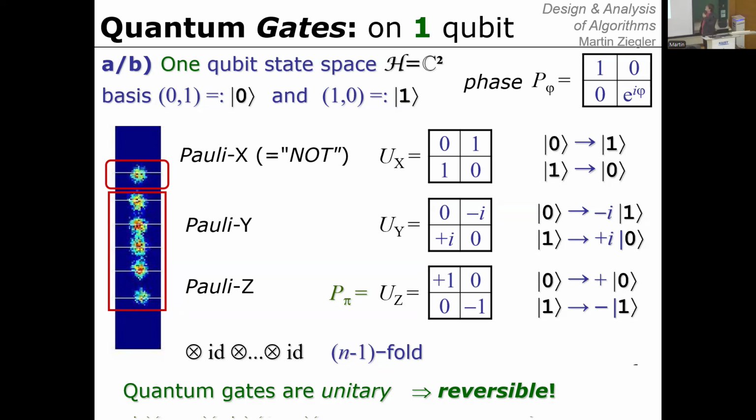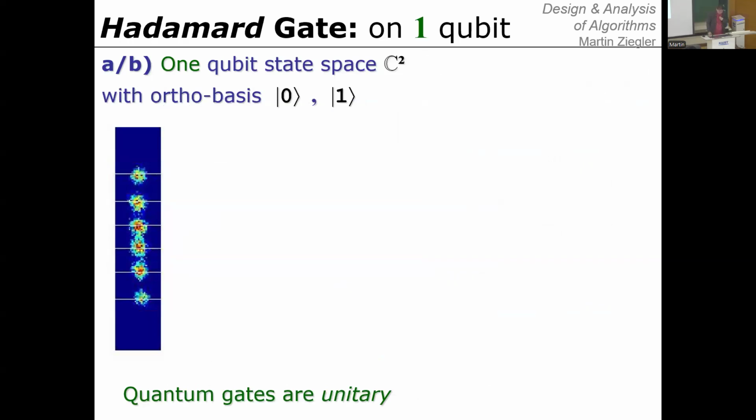We also talked about this phase change gate, which changes the phase, the angle on a complex unit circle, for the second case when the qubit is 1, but not when the qubit is 0. And thus we can rephrase the Pauli Z gate as a phase gate with an angle of 180 degrees, pi. We also discussed the Hadamard gates.